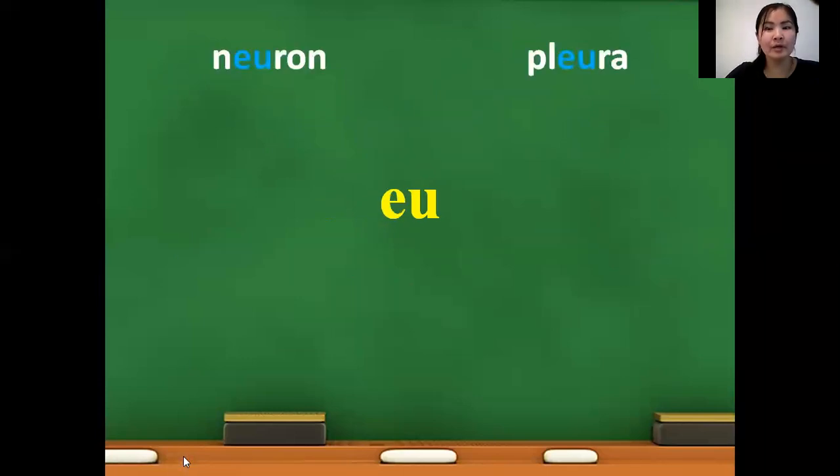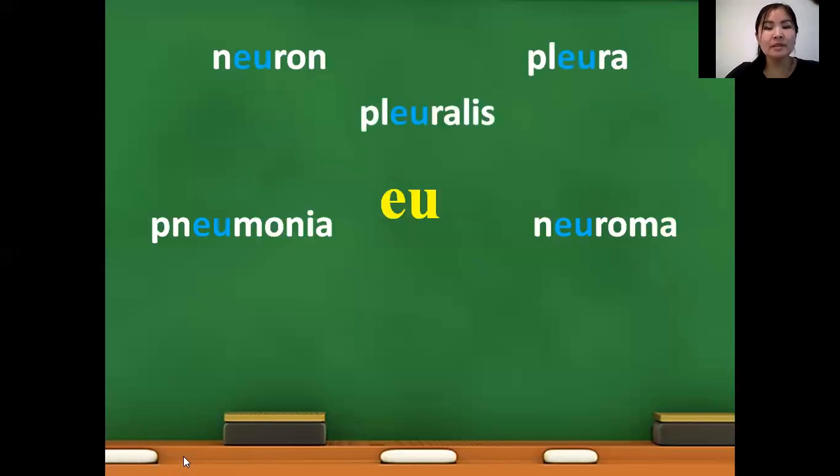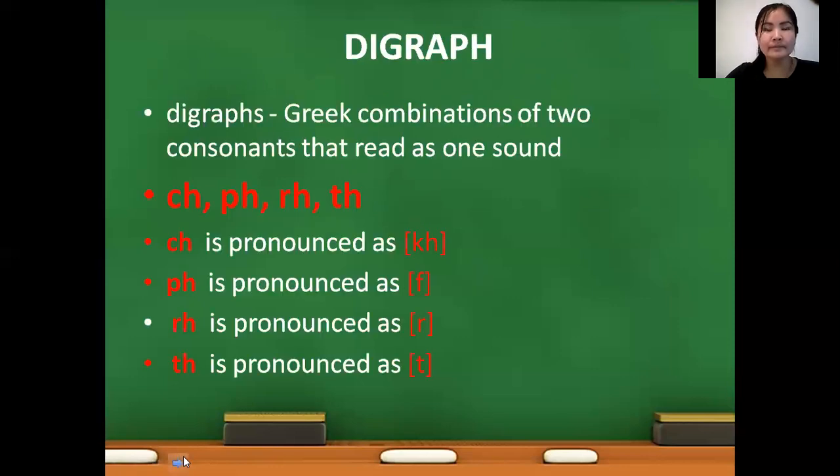Eu: neuron, pleura, pleuralis, pneumonia, neuroma. Digraphs. Digraphs are Greek combinations of two consonants that read as one sound, like the combination th, pronounced like t; ch, pronounced like k; ph, pronounced like f; and rh, pronounced as r.